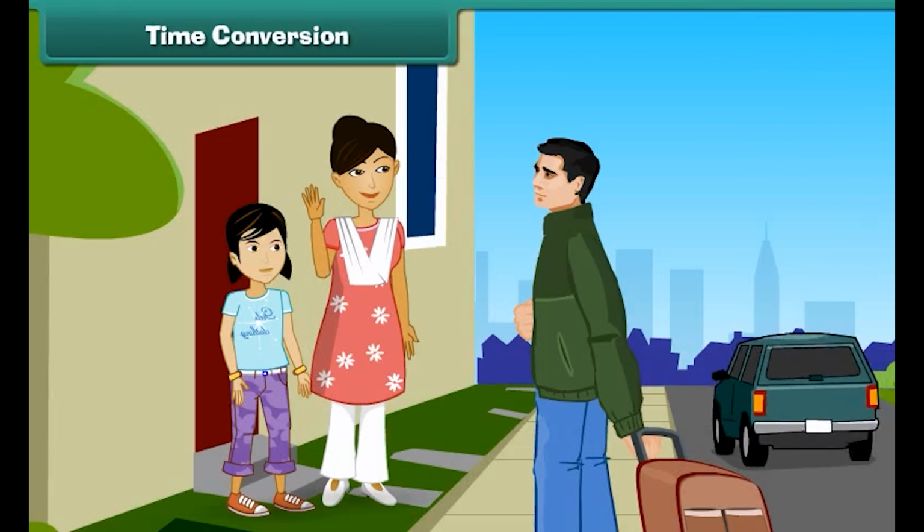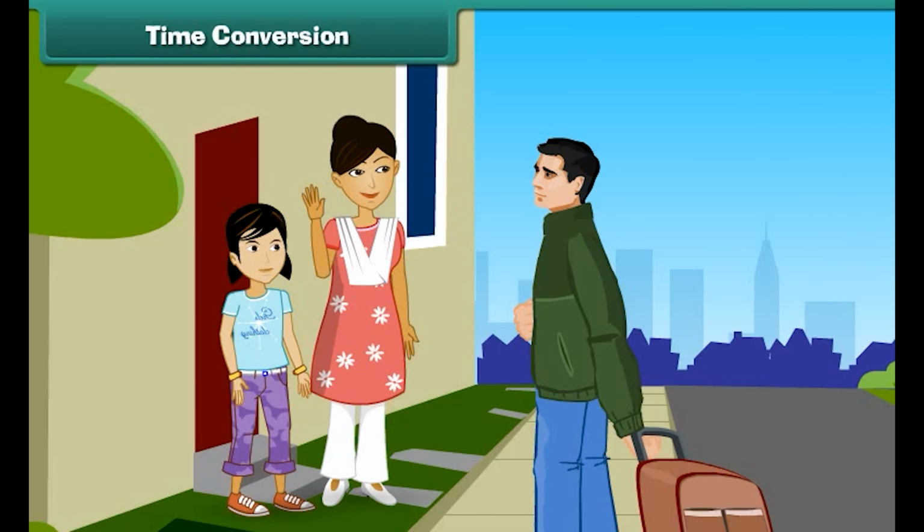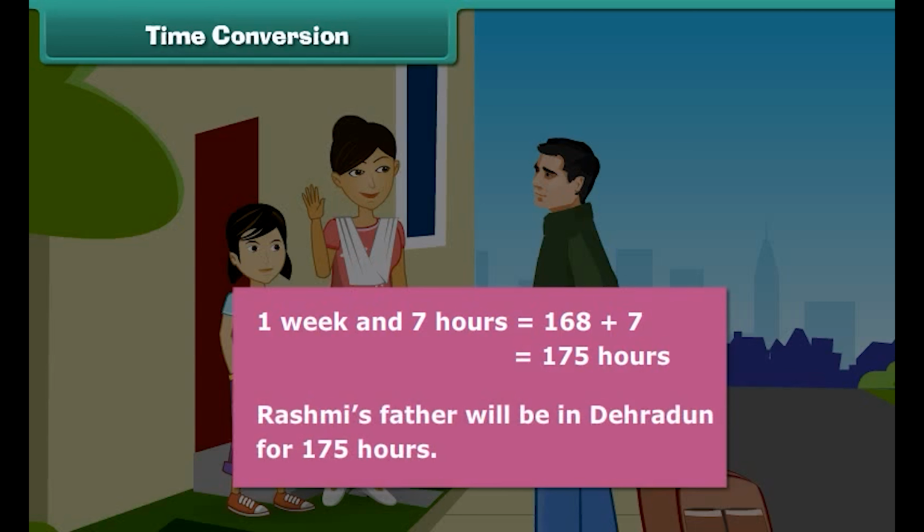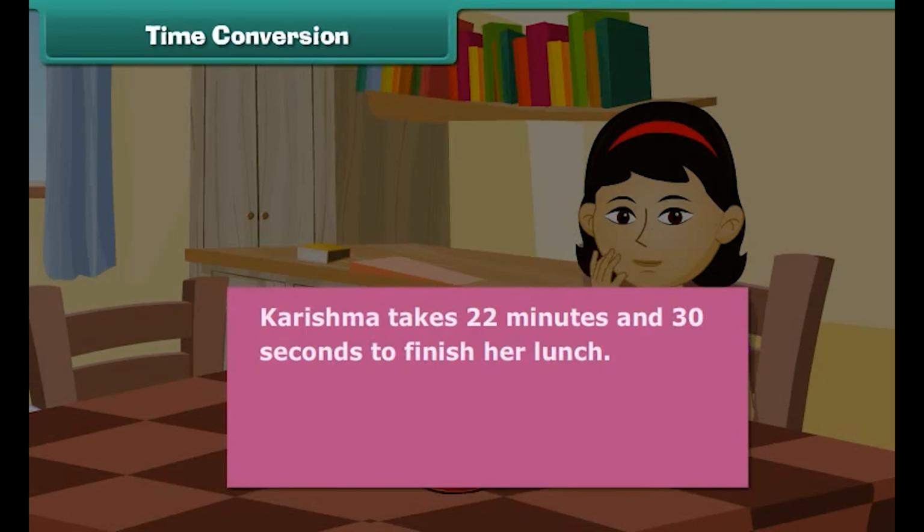Rashmi's father has left for Dehradun. He will be there for a week and 7 hours. Express his stay in Dehradun in hours. 1 week is equal to 7 days. 1 day is equal to 24 hours. 7 days is equal to 24 multiplied by 7, which is equal to 168 hours. 1 week and 7 hours is equal to 168 plus 7, which is equal to 175 hours. Rashmi's father will be in Dehradun for 175 hours.